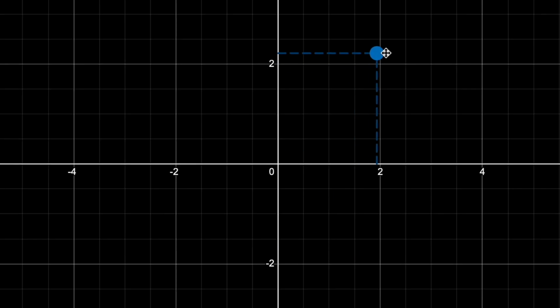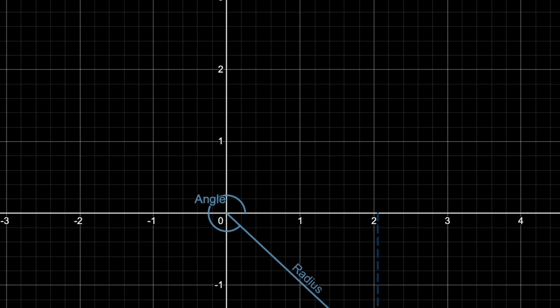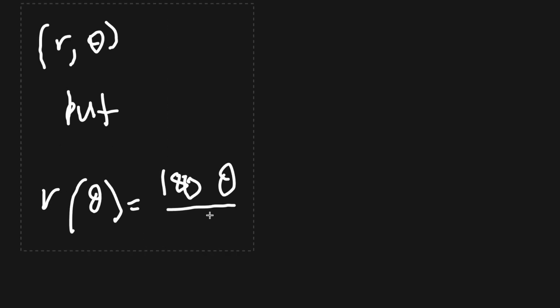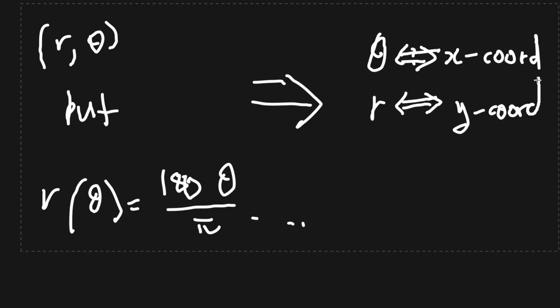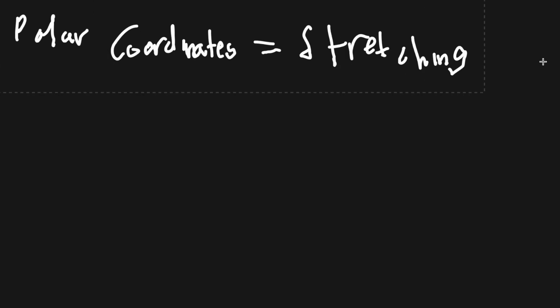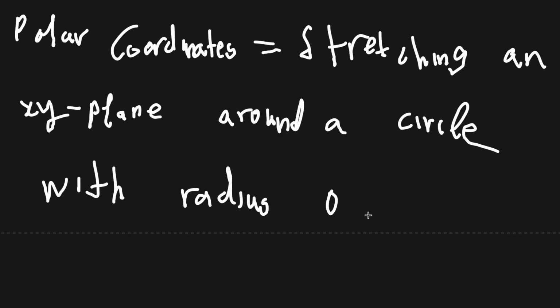Let's talk about polar coordinates. Instead of traditional x and y coordinates, we record two other pieces of information about every point: the distance from the origin and the angle with respect to the x-axis. The points are usually denoted as r, theta. R is often viewed as a function of theta, so theta is similar to the x-coordinate and r the y-coordinate. In this way, I like to think of polar coordinates as stretching the xy plane around a circle with radius 0, if that makes sense.